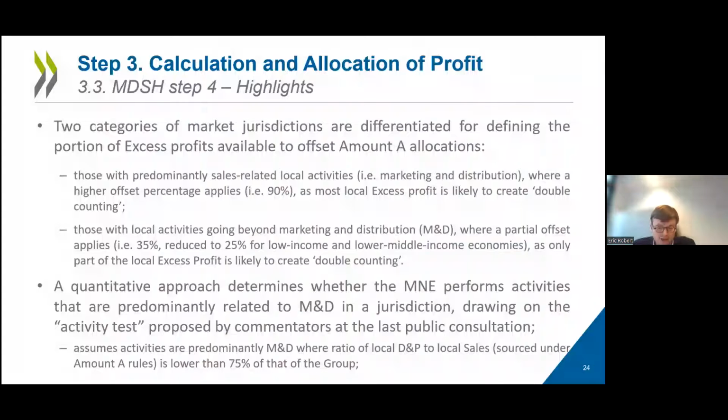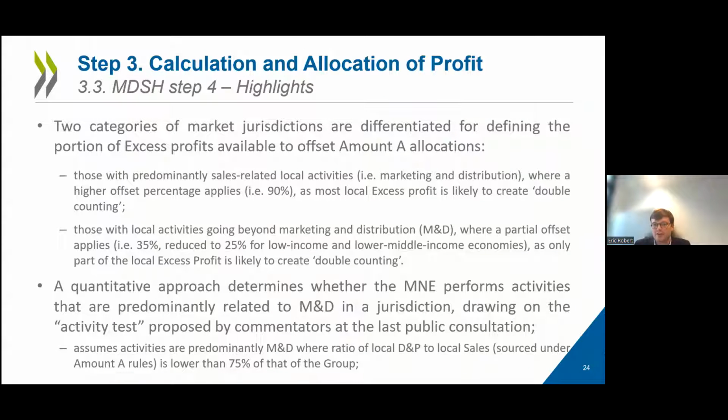Obviously important to flag here is that to differentiate those two jurisdictions, those two categories, we use a quantitative approach, which draws on the activity test that was proposed by many commentators during the last public consultation. So this metric is the ratio of local depreciation and payroll to sales. So here it's a depreciation and payroll to revenue ratio, not to profit.